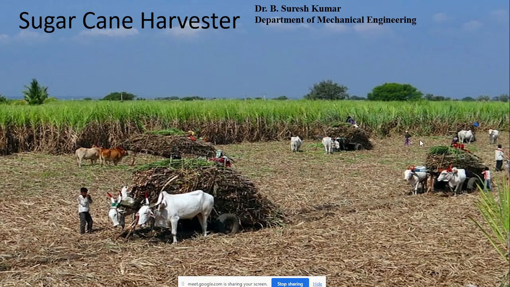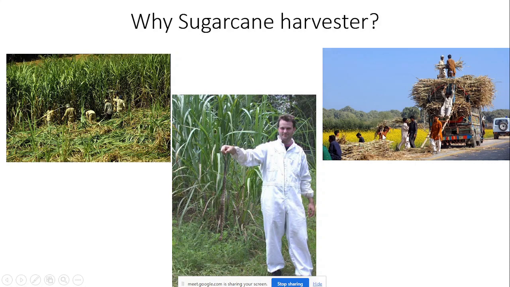So the engineer should protect the lives of farmers. Engineers make the world, and engineers make a healthy world also. So for avoiding the death of farmers, we may move to some mechanization in the sugarcane harvester.